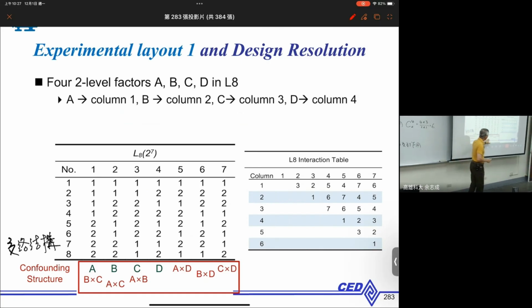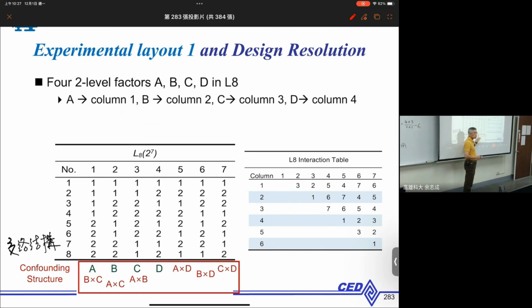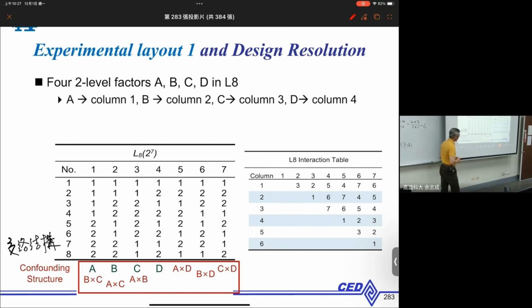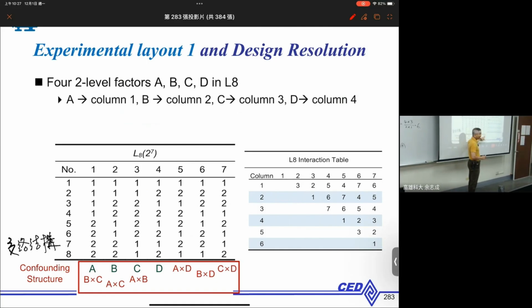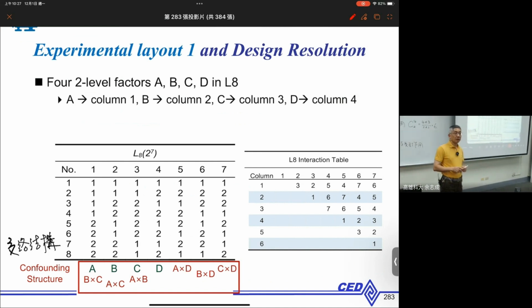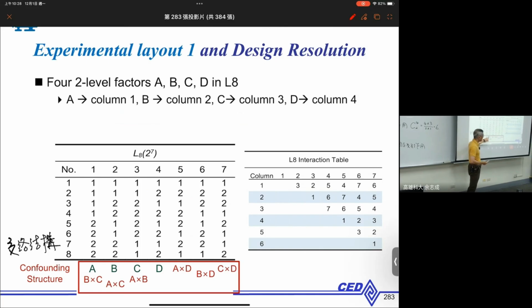Same thing. But for interaction AD, very fortunately, AD happened in column 5. AD doesn't confound with any other main effects. So AD, BD, and CD can be analyzed if you want to analyze how strong the interaction will be. However, for these 3 interactions, you cannot analyze the strength of their interaction because your analysis will be confounded with the main effects A, B, C.